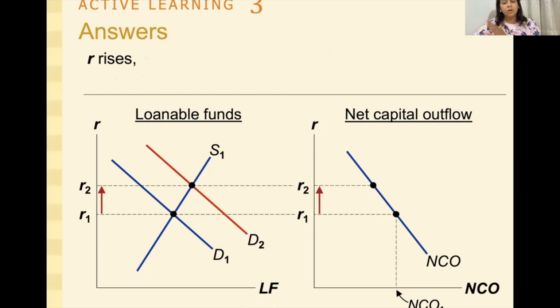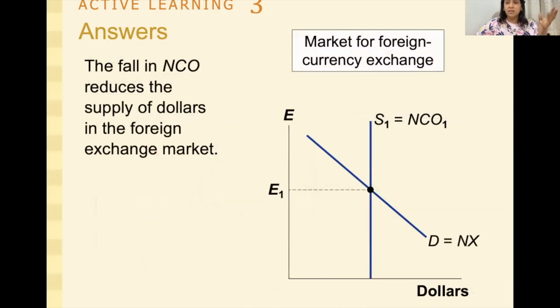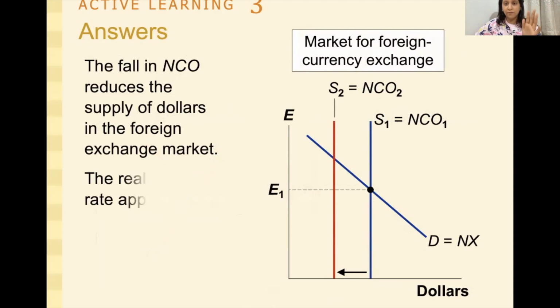Taking it to the net capital outflow, we've learned that whenever there's a rise in the domestic interest rate, your net capital outflow is going to fall, right? So very clearly seen in the diagram. Now taking it and seeing the impact on the exchange rate, whenever there's a fall in the NCO, the curve shifts leftward.